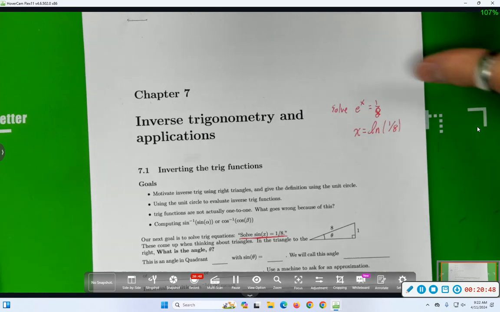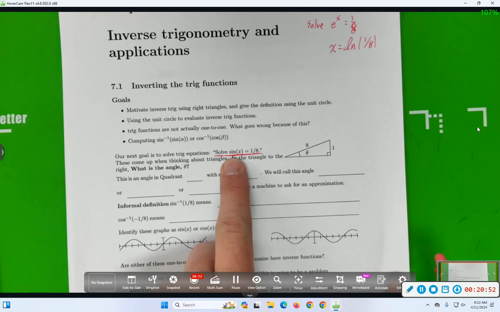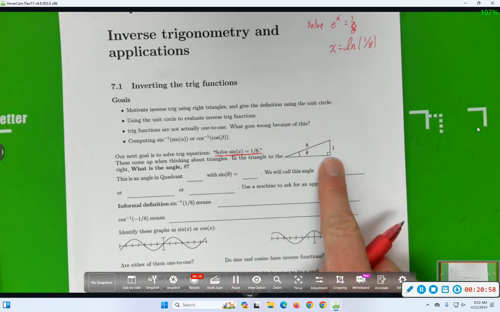And let's think of it this way. If I want you to solve sine of x equals 1/8, well, here's a picture of such an angle. Here's an angle whose sine is 1 over 8.